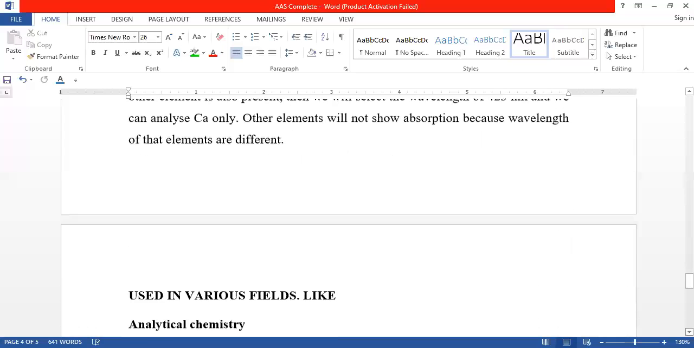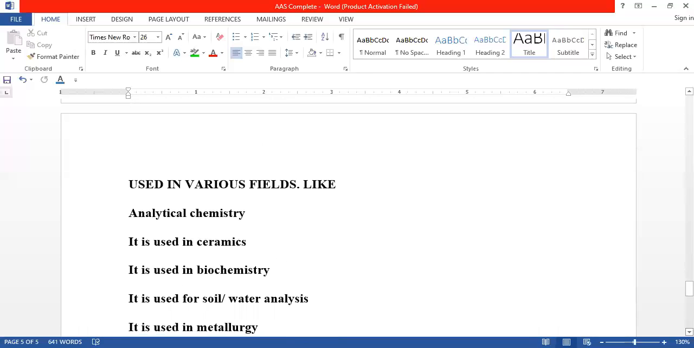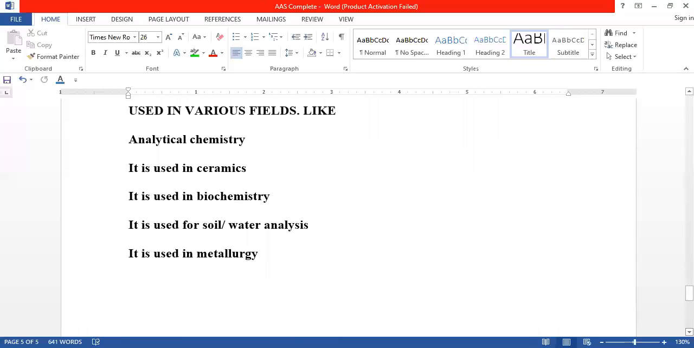Besides this, it is used in various fields like analytical chemistry, ceramics, soil and water analysis, and metallurgy. So these are the applications of atomic absorption spectroscopy. And next we will discuss mass spectrometry. So this is all about atomic absorption spectroscopy.